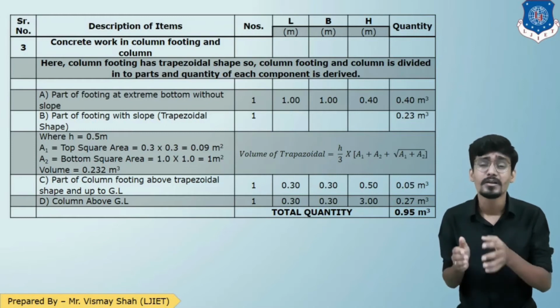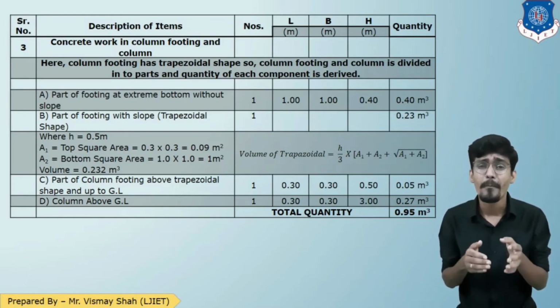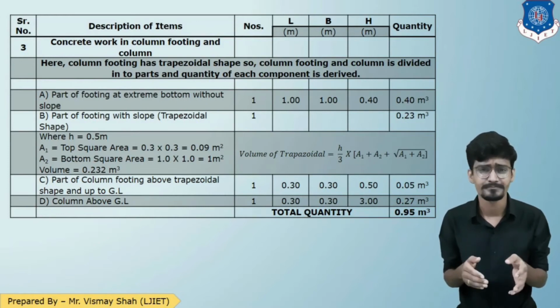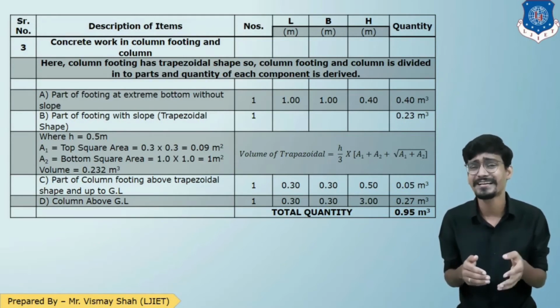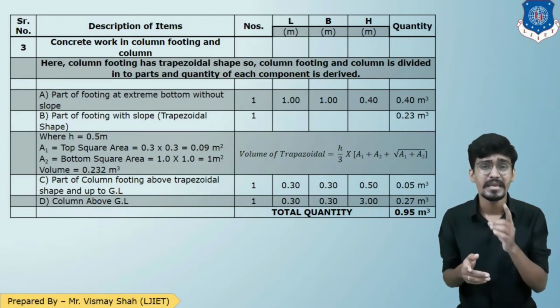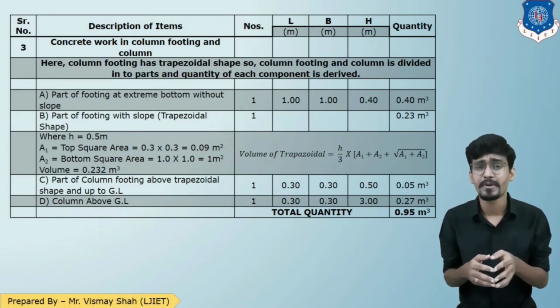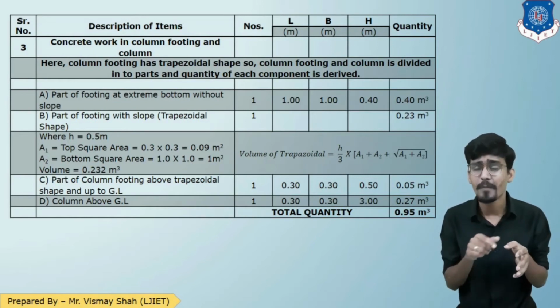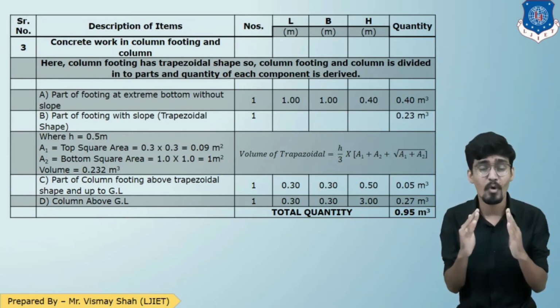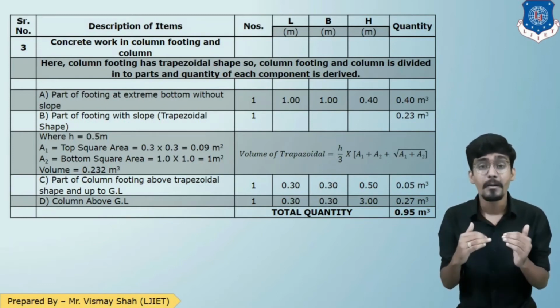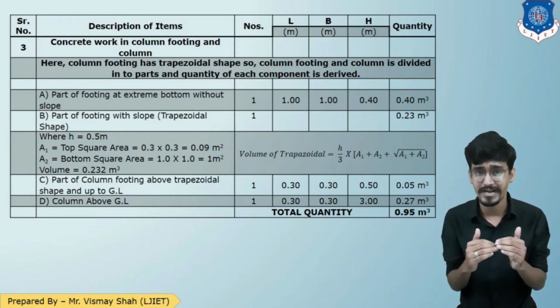At that point the column size is 0.3 cross 0.3 and the height is 0.50, and the last part is just above the ground level. At that point the column is also of 0.3 cross 0.3 and height is 3 meter. Here in trapezoidal shape, A1 is the top square area. So if you look at the trapezoidal shape, the top portion is of 0.3 where the column is being reduced. A2 is the bottommost portion, so that was of 1 meter.